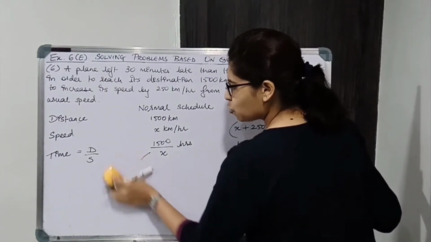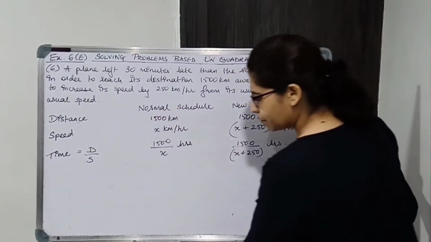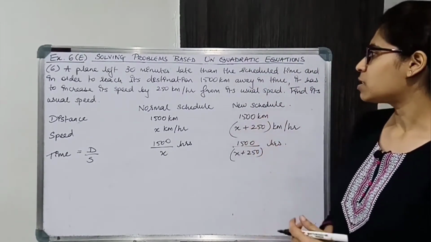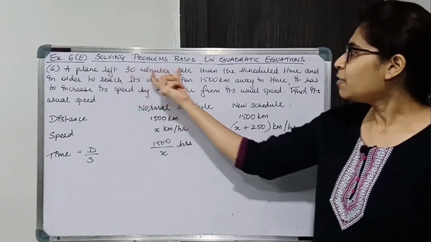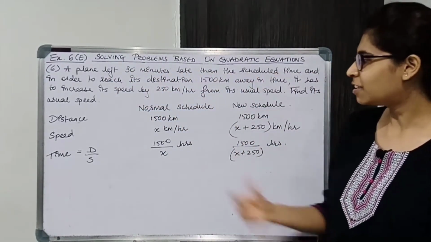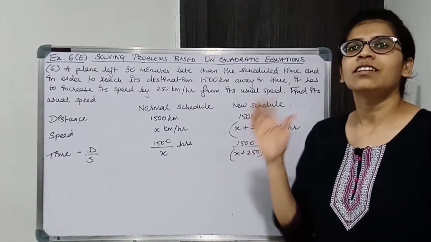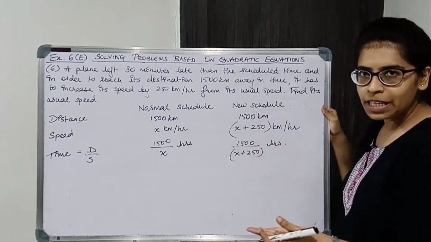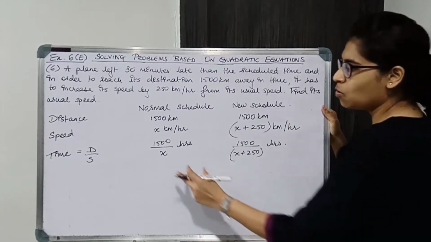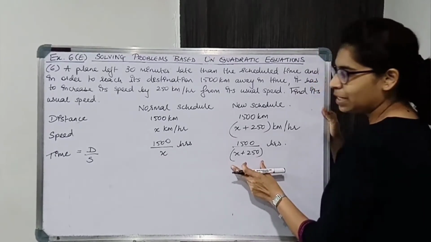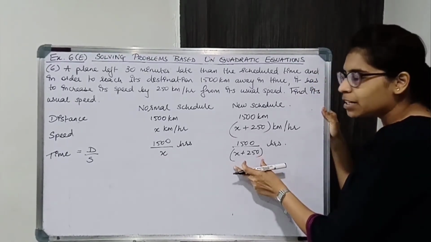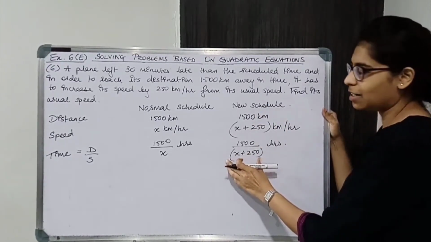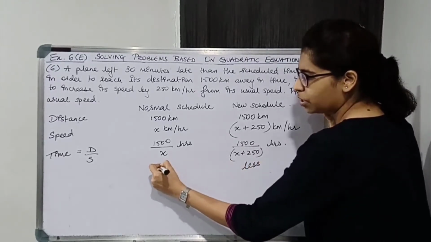Now coming to the condition part. So far it was easy, we got the time. Now what is the condition given to us? The plane left 30 minutes late. The time difference is 30 minutes, half an hour. So which one will be less time, which one will be more time? Obviously this one will be more time and this one will be less, because it is already 30 minutes late in the new schedule. So it covers the distance in 30 minutes less.